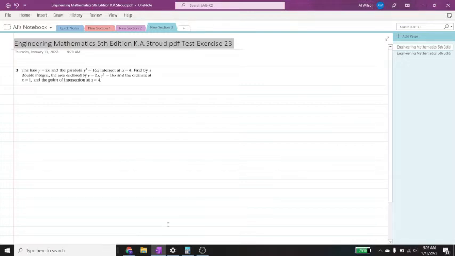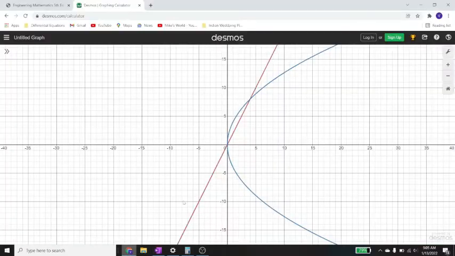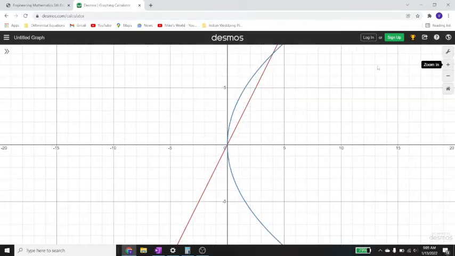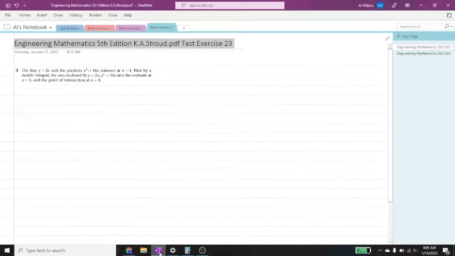So I'm not going to do a sketch. I'm just going to show you what the graph looks like that you see here. Now let's move straight into solving this. First things first, just using the technique I always use.